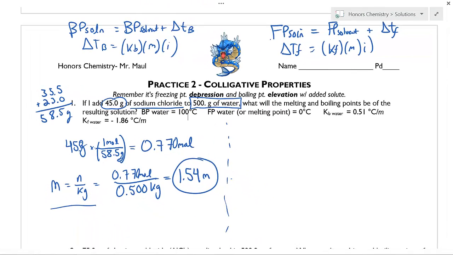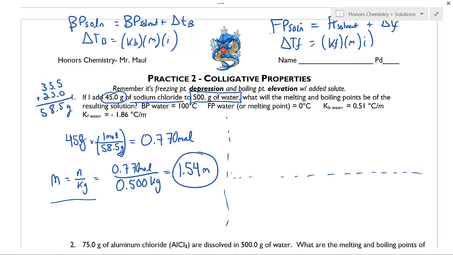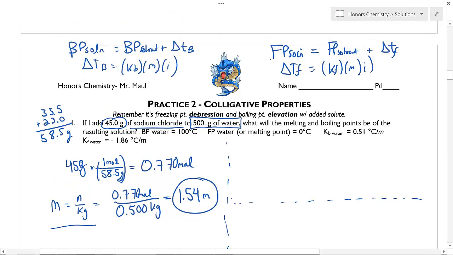Now we're going to take this problem and divide it into two pieces. We need to solve for my new freezing point and my new boiling point after I have put the solute in there. Let's start with the freezing point of the solution. I've written the equations up on the top here that you're going to be using to find the new freezing point of the solution and the new boiling point. So there's my freezing point.